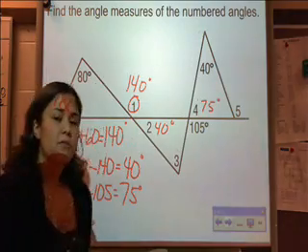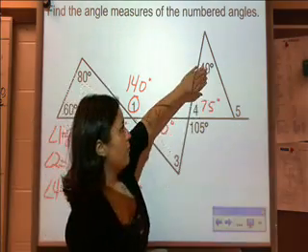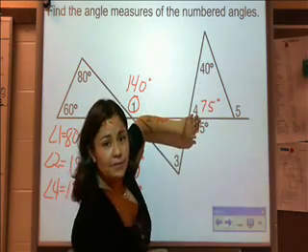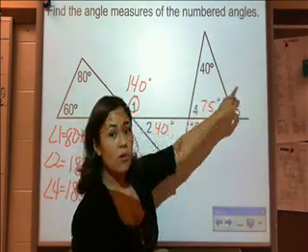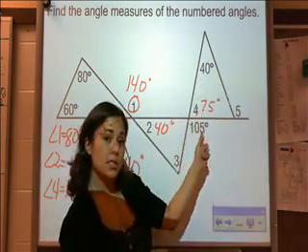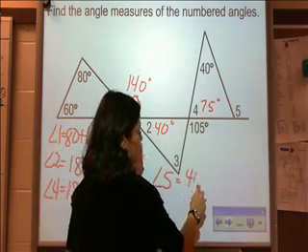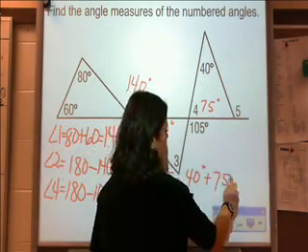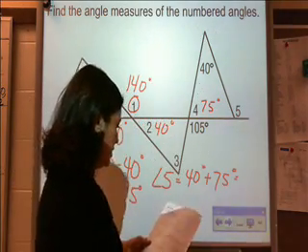Okay. From here now, I can find angle 5 because 40 degrees and this 75 degrees are the remote interior angles in reference to angle 5. So angle 5 equals this one plus this one. 40 plus 75. Then you should get 115 degrees.